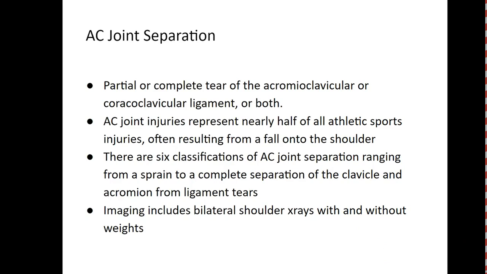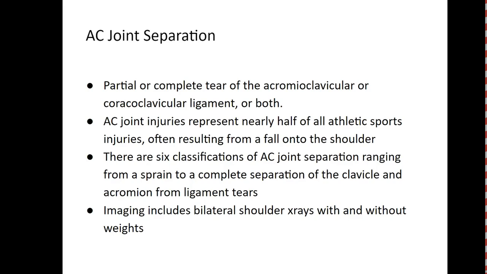So an AC joint separation refers to trauma to the upper shoulder region resulting in a partial or complete tear of the acromioclavicular or coracoclavicular ligament, or sometimes both. AC joint injuries represent nearly half of all athletic shoulder injuries, often resulting from a fall onto the tip of the shoulder with the arm in adduction.